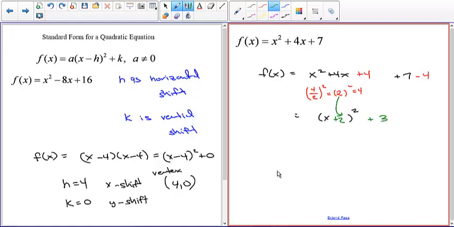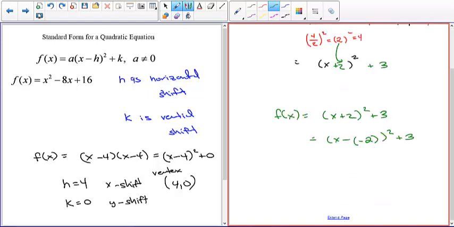So what we can say is f of x equals (x plus 2) quantity squared plus 3. Or we could say (x minus a negative 2) quantity squared plus 3. So what I've done is I've tried to get it in standard form, which means this has to be negative. This is positive. So what you do is you factor out a negative, and that means you've got a negative still in here. You can see negative times a negative is positive.